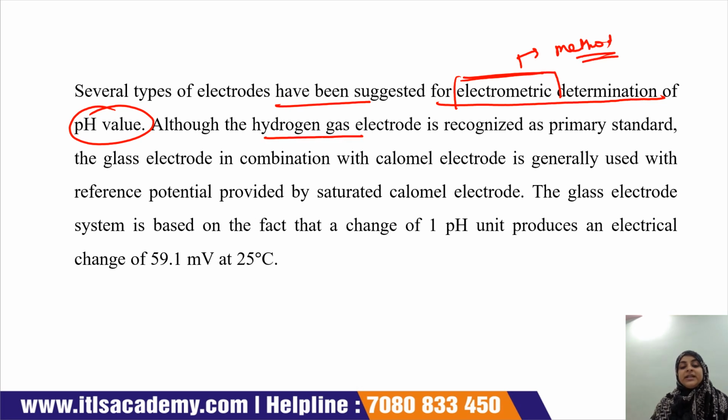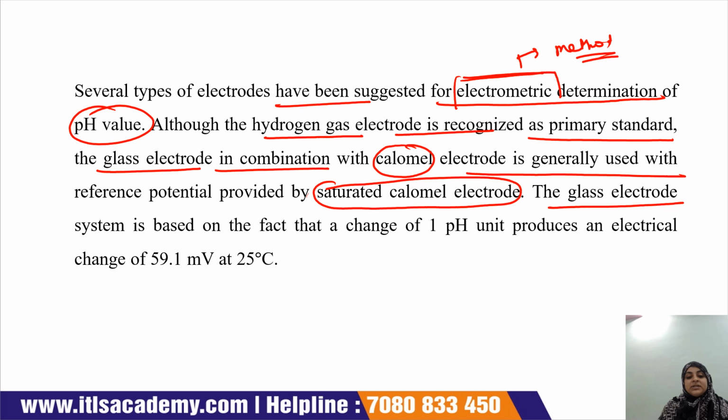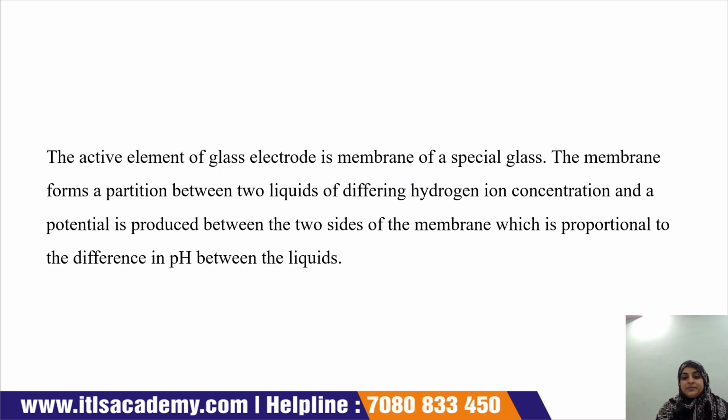Although the hydrogen gas electrode is recognized as a primary standard, the glass electrode in combination with a calomel electrode is generally used, with reference potential provided by a saturated calomel electrode. The glass electrode system is based on the fact that if there is a change of 1 pH unit, then there is an electrical change of 59.1 millivolt at 25 degrees Celsius.